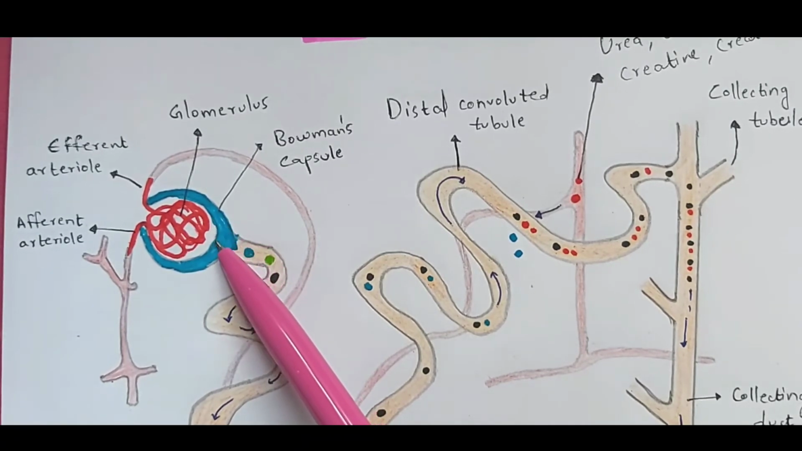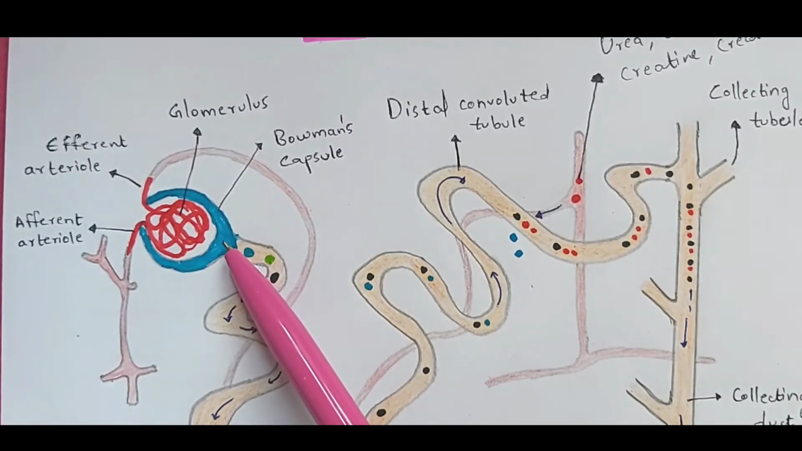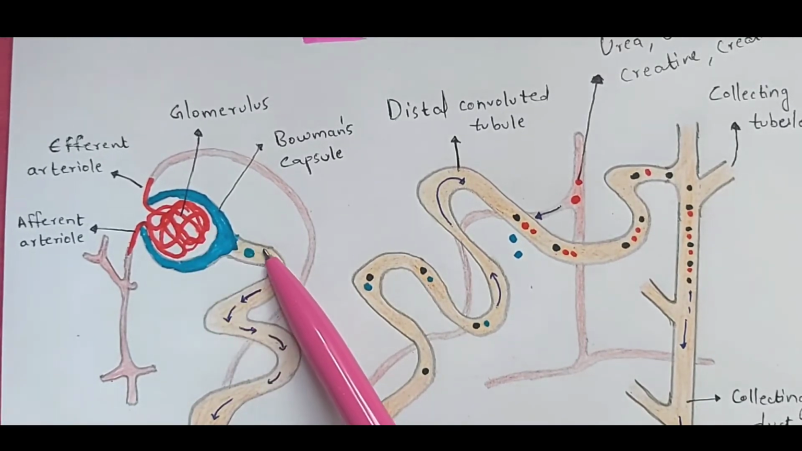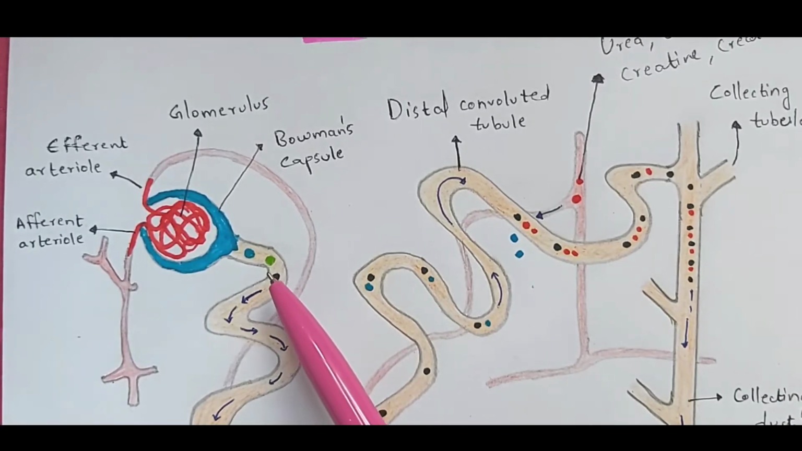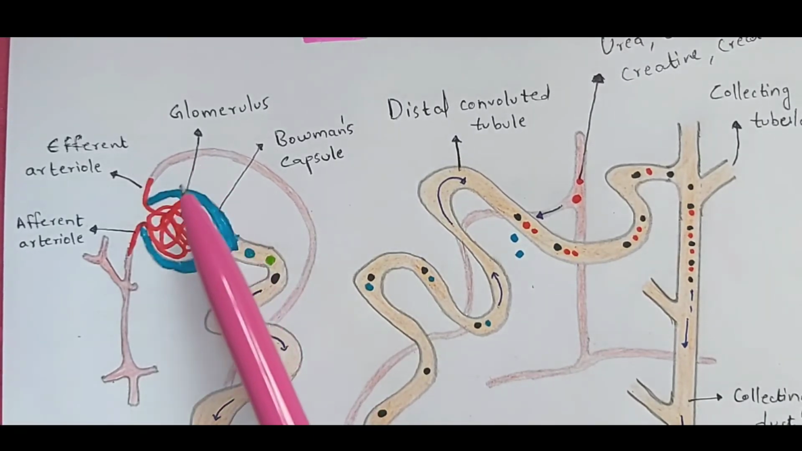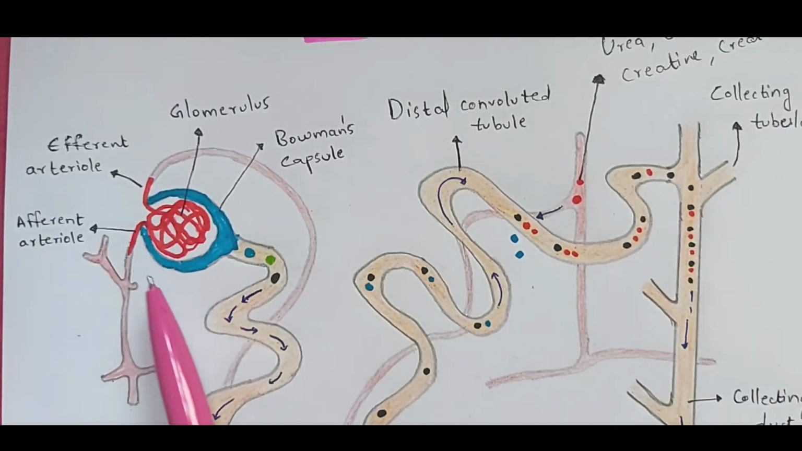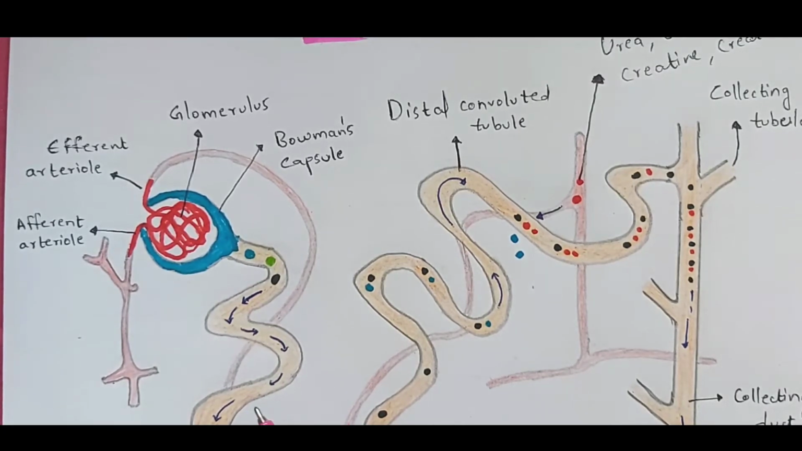So at the bottom of this region of Bowman's capsule, there are cells called podocyte cells, and these podocyte cells help pass that particular type of molecules from this glomerulus to the next region called the proximal convoluted tubule. Fine. And the remaining blood will move out through this efferent arteriole. Fine. So this process is called the first stage, which I have explained to you, called glomerular filtration.